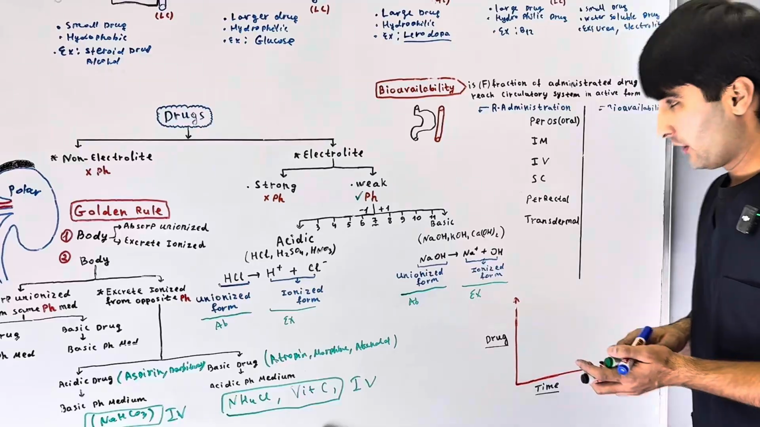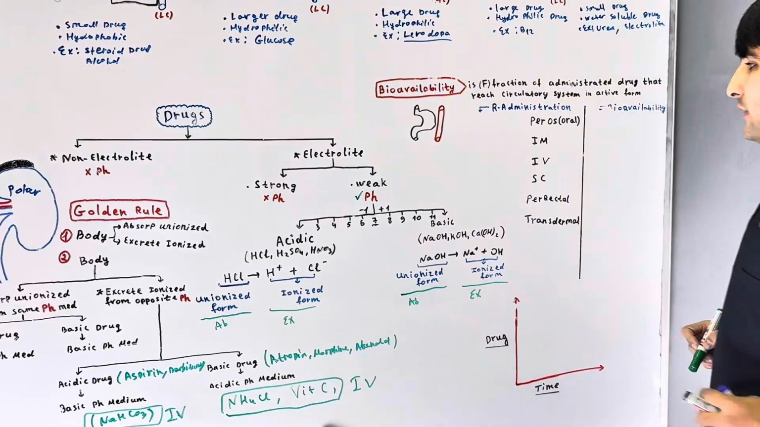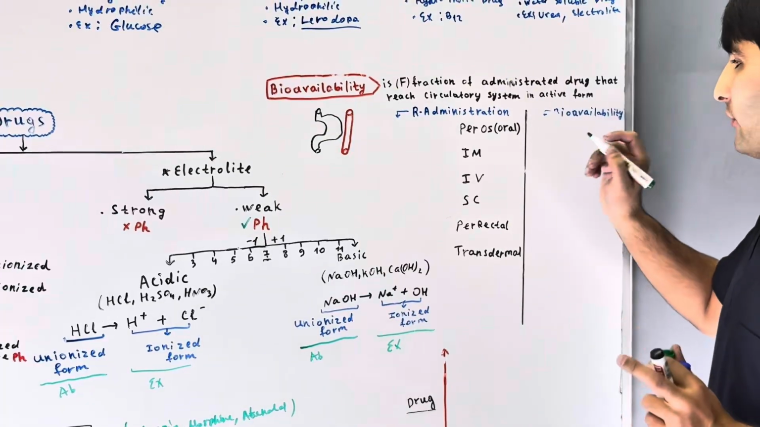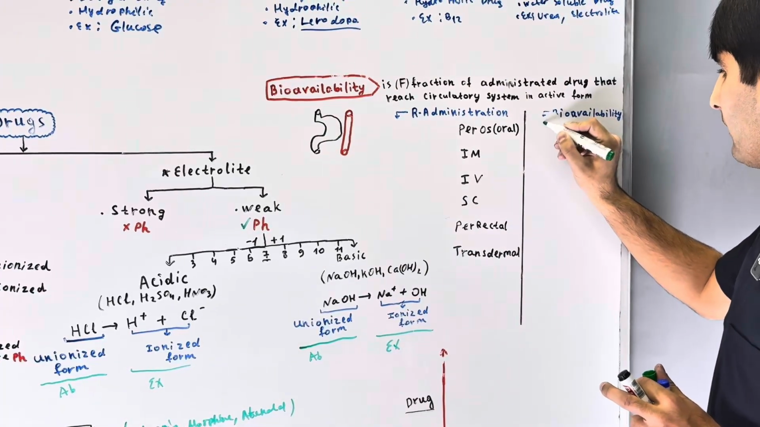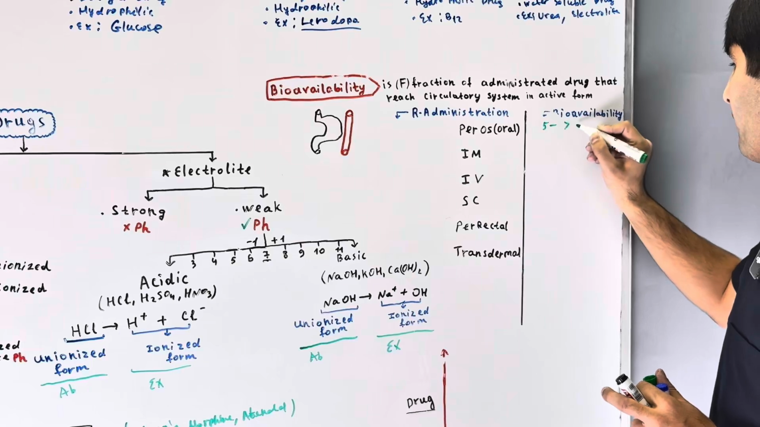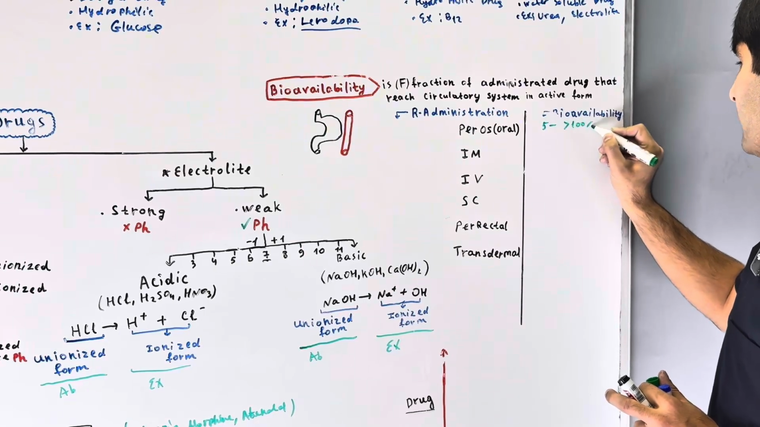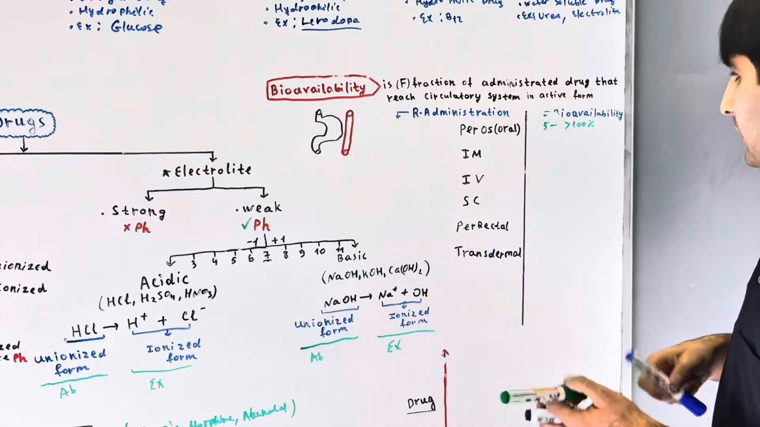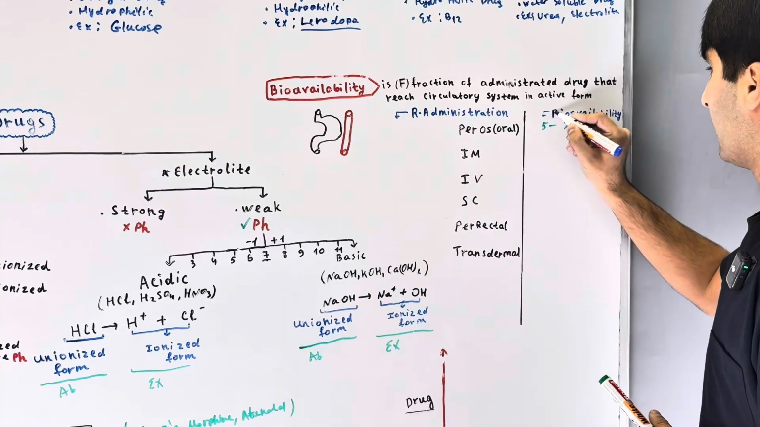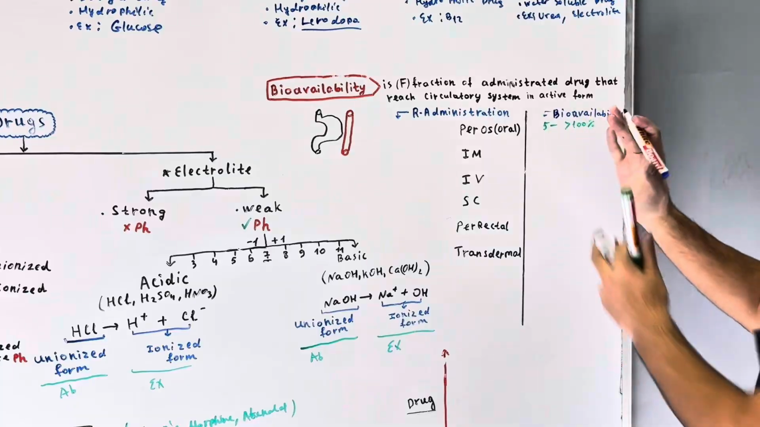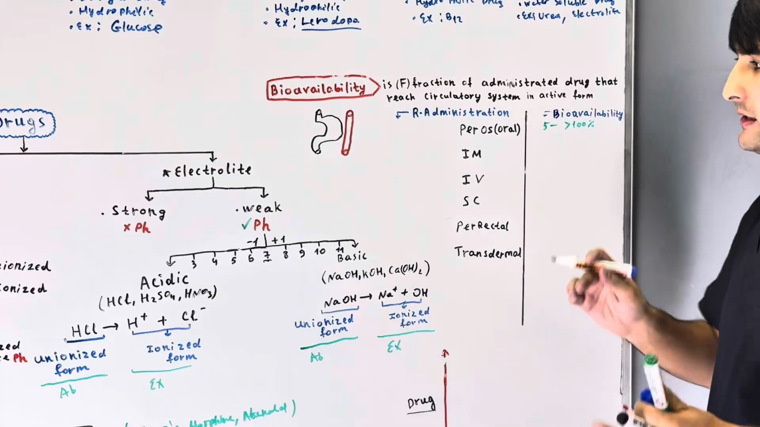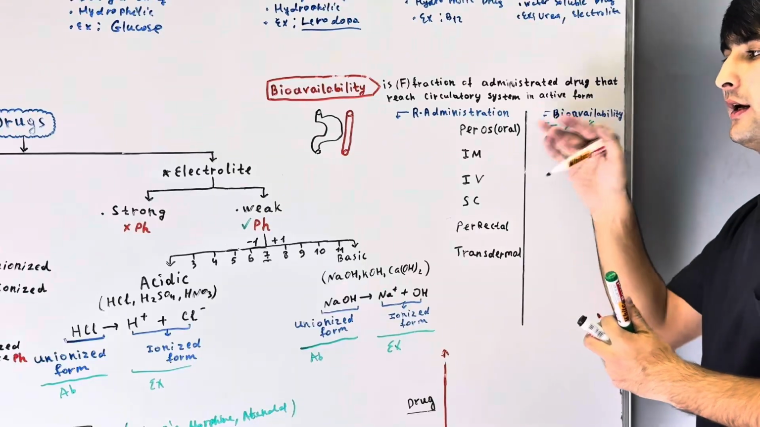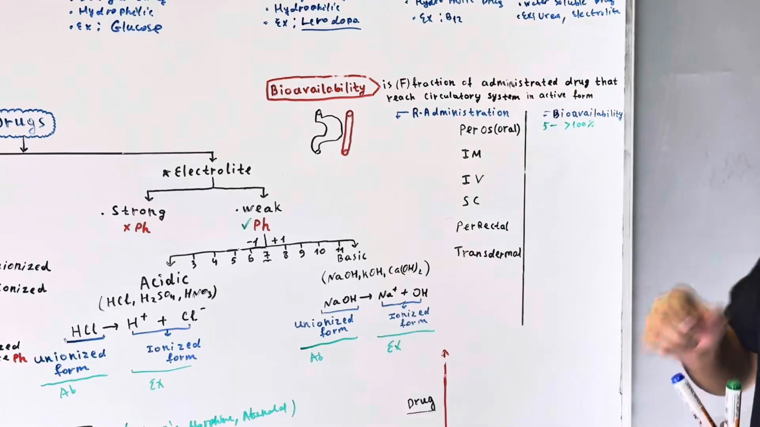For example, in the per os type of administration, it can never be 100%. It can be between 5% and below 100%. It is the bioavailability of the per os or oral type of administration. Why is it so low? Later I will explain which factors lead to the decrease of bioavailability in the oral type of administration.